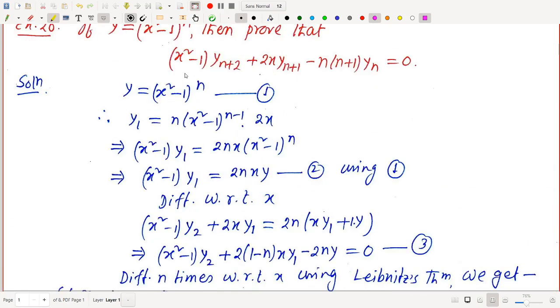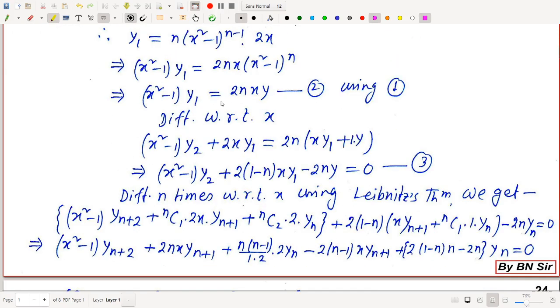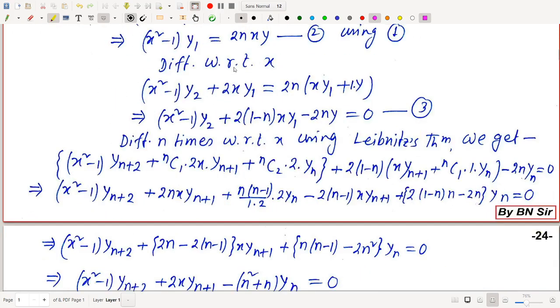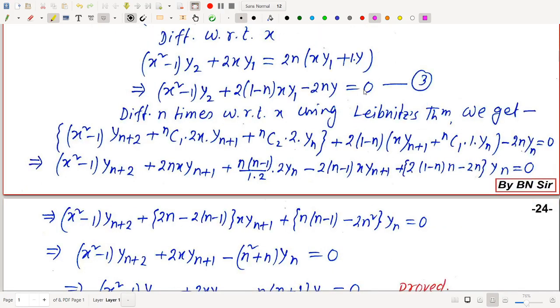Now here it is y_{n+2}, so we again differentiate this line number 2 with respect to x to find a relation involving y2. So (x² − 1) y2 + y1 remains; the derivative of x² − 1 is 2x, by the u into v rule, the product rule. The right side is also 2n into x into y, again by the product rule, so x into y1 plus the derivative of x, which is 1, into y.